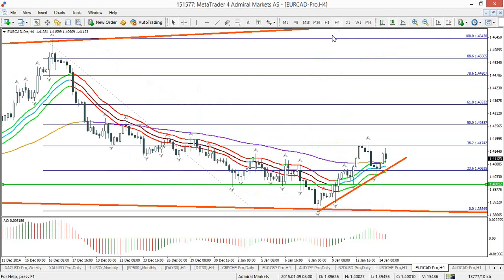The 4-hour looks a bit better, though, to me. Looking at the fibs, it looks interesting. Looking at the moving averages, we see that the spaces are a bit tight and that the averages are not that angled that greatly.